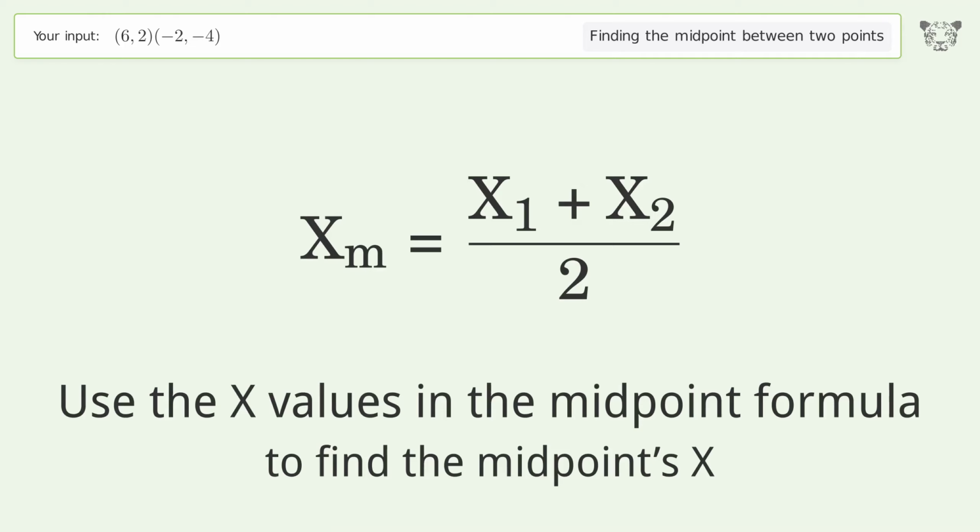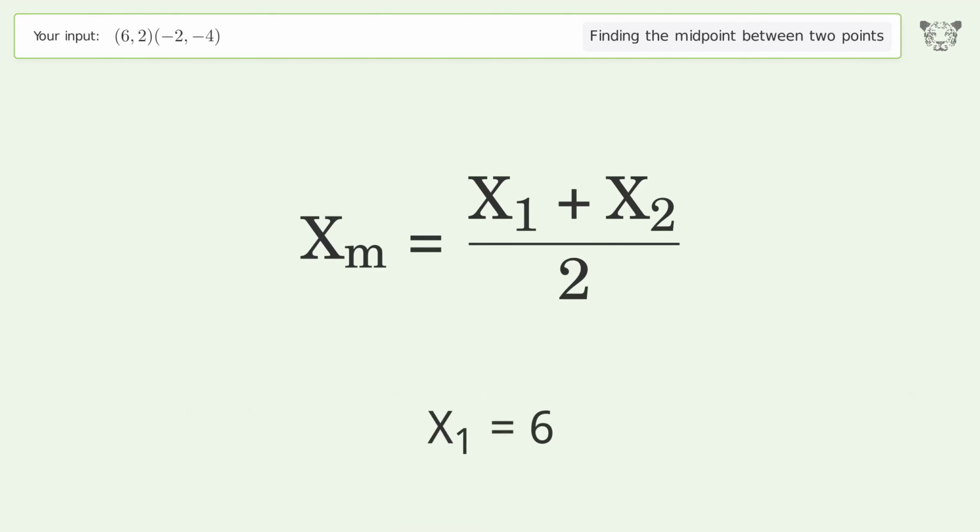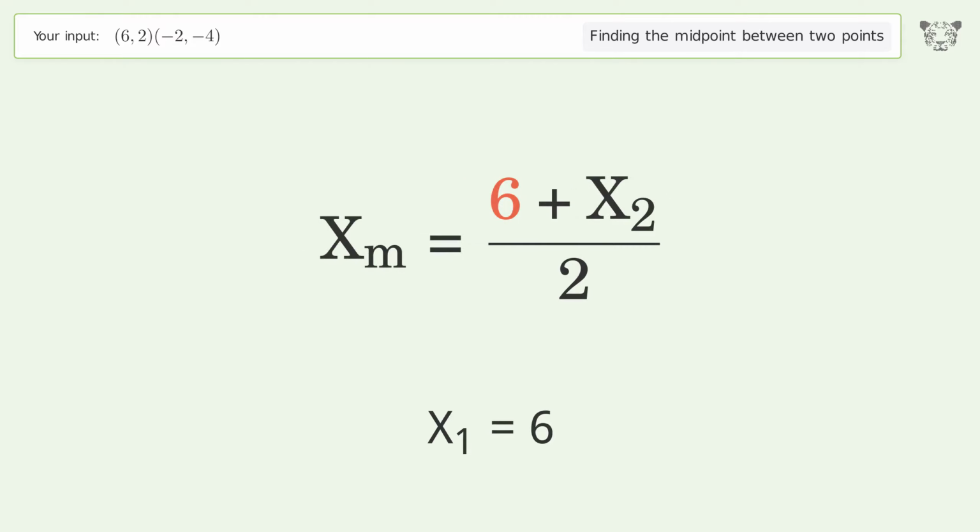Use the x values in the midpoint formula to find the midpoint's x. x1 equals 6. x2 equals -2. Simplify the arithmetic.